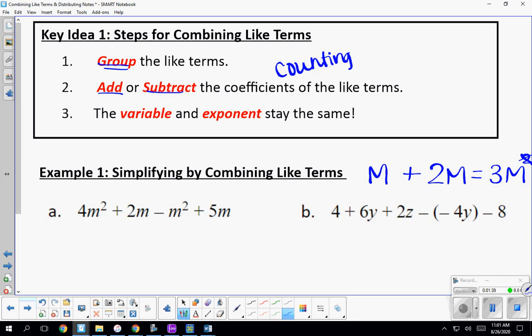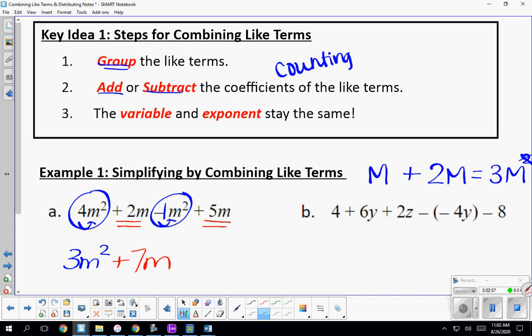So here's an example of a problem that we would see in part A. Here we have four m squareds, and here we're taking away one m squared. So if I have four and I take one of them away, I'm left with three of them, three m squareds. Then if I look at my m's, I have two m's here. Again, we can think of that as markers, two markers plus five more markers. Altogether, we have seven markers.